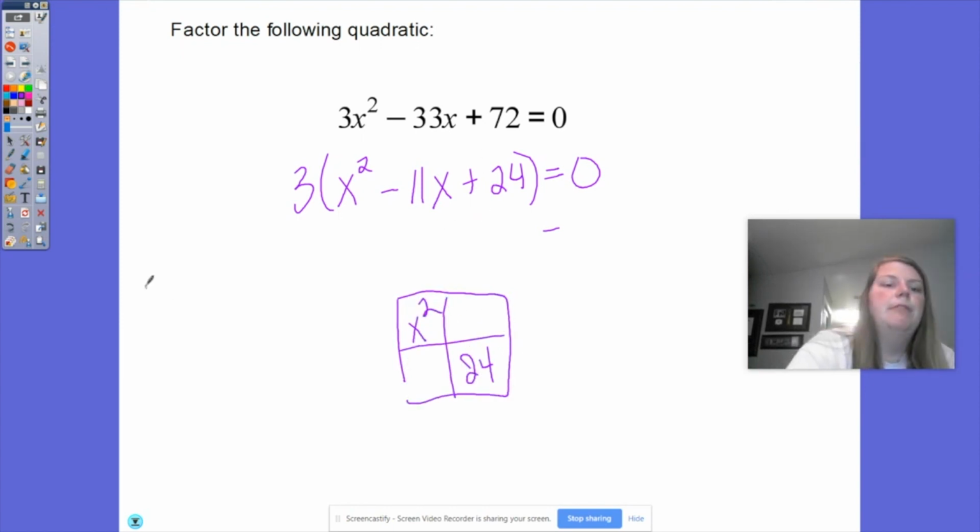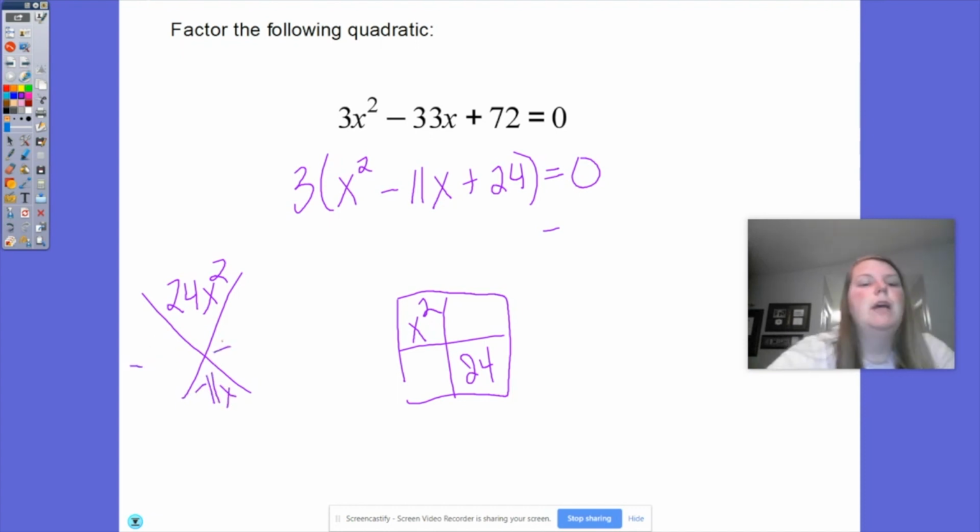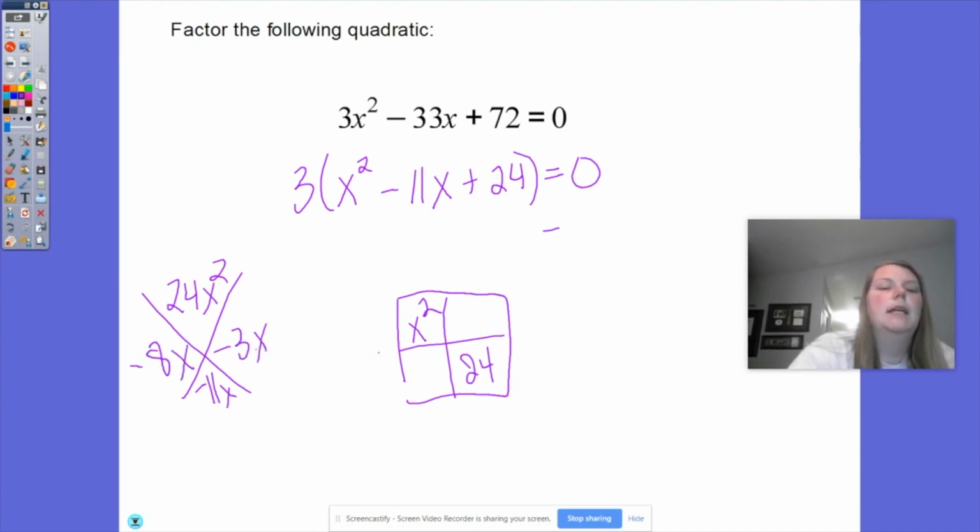Remember, I'm working from this new one. So 24x squared and then negative 11x. Again, we're needing two negatives here because we're adding to a negative, multiplying to a positive. So the factors of 24, 6 and 4, 12 and 2. This one is 8x and 3x because those add up to get negative 11x.